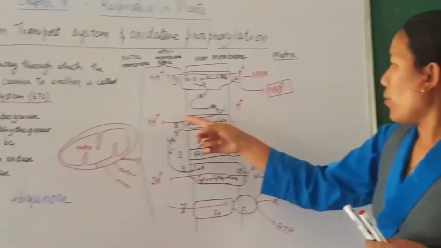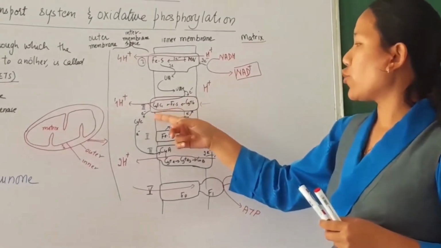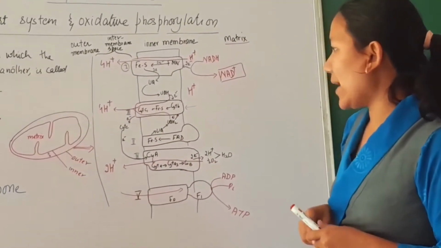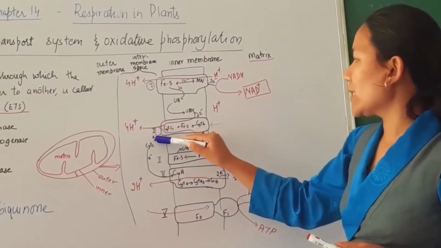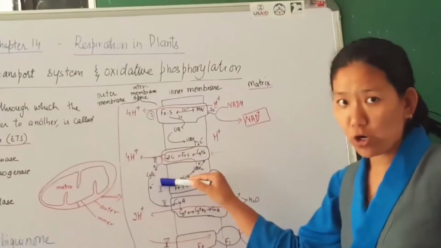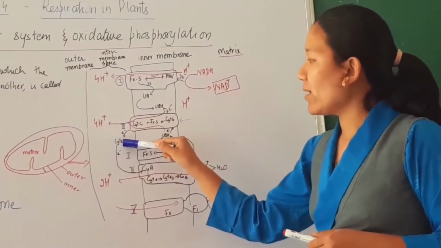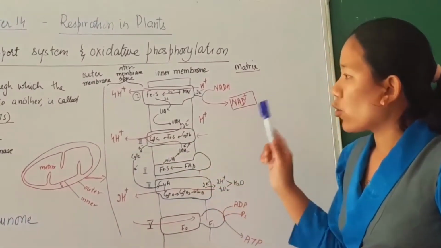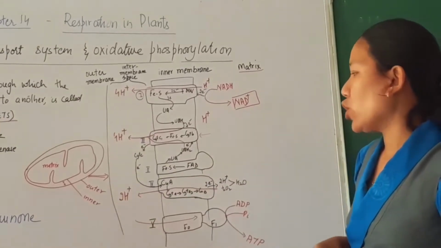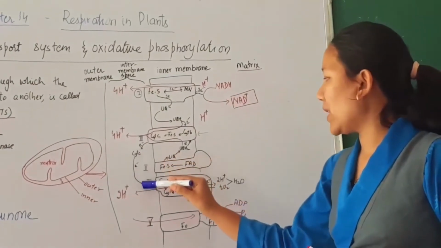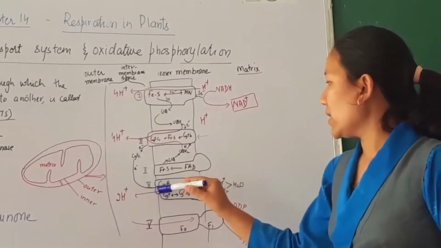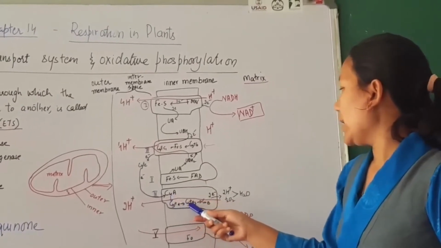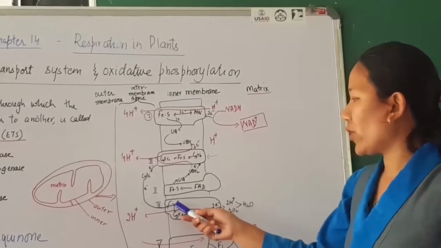Now this complex number 3 transfers the electron to another electron carrier called cytochrome C. First it receives the electron and gets reduced, and then it gets oxidized again by transferring this electron to the next complex, complex number 4, cytochrome oxidase. Complex number 4 has cytochrome A and cytochrome A3, and two copper centers you can see.